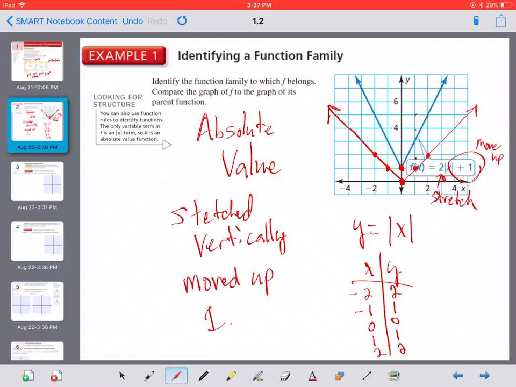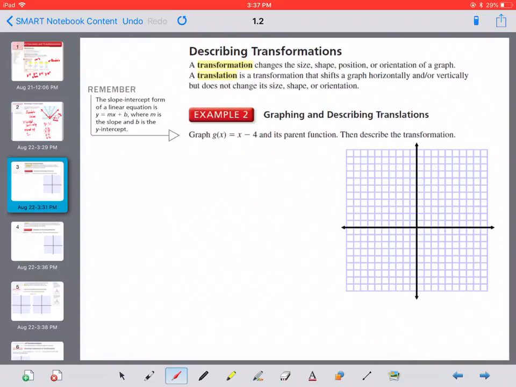Okay. So we can see differences in the graphs. Those changes in the graphs are called transformations. A transformation is a change in size, shape, position, and or orientation. Sometimes it's one of those, sometimes it's 2 of them, sometimes it's all of them. The first kind of transformation we're going to look at is a translation. That's a left and right shift horizontally, or an up and down shift vertically. It's not making it any bigger or smaller, or spinning it around, or reflecting it. It's just moving it left, right, or up, down.